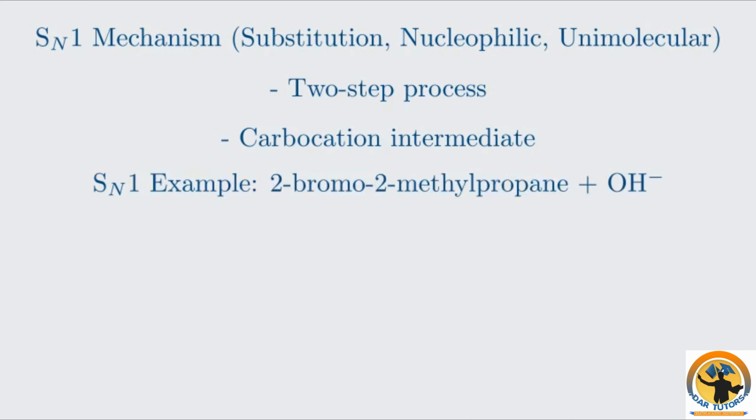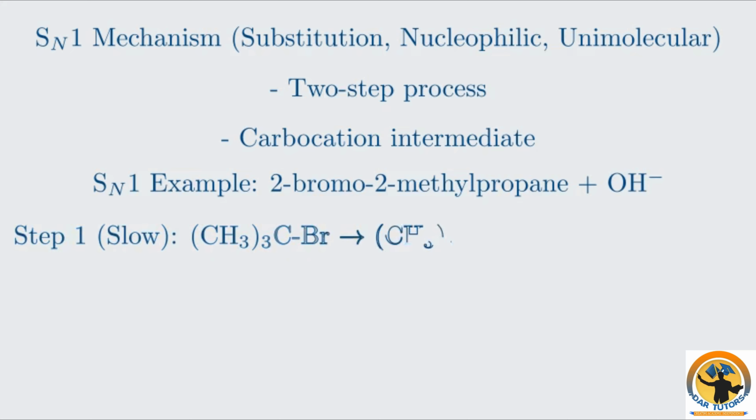Let's examine the SN1 mechanism for 2-bromo-2-methylpropane reacting with hydroxide. First, the carbon-bromine bond breaks. The bonding electrons go entirely to the bromine atom, which leaves as a stable bromide ion. This slow step, known as heterolytic fission, is the rate-determining step because it has the highest activation energy. The resulting intermediate is a tertiary carbocation, with a positive charge on the central carbon.